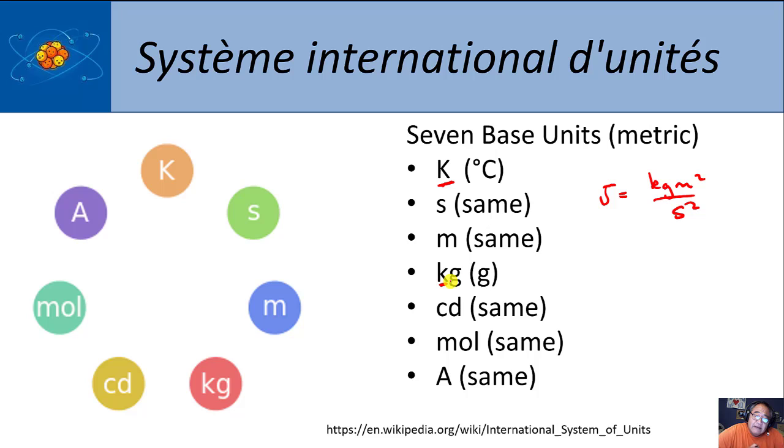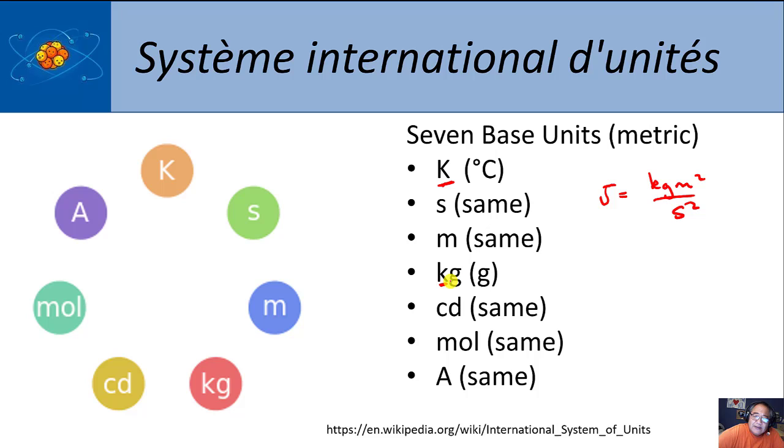Seconds are the same in the SI system and the metric system. Meters are the same in the SI system and the metric system. There's a difference in kilograms and grams for SI. Like I said, in chemistry, we typically use the metric system, so we measure stuff in grams. Candela, that's what that CD stands for, spelled like candle, but with an L and an A at the end, is the same unit, and that's luminous intensity. It's how bright something is.